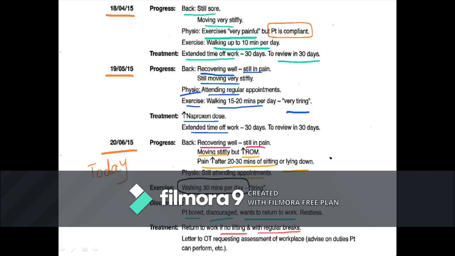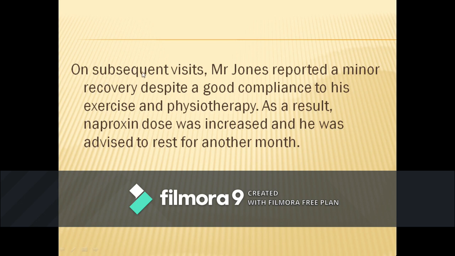Let me tell you how we will write these visits. We will write that on subsequent visits. Here we have written visits, not a visit, which means that we are compiling 2 or 3 visits. Mr. Jones reported a minor recovery despite good compliance with his exercise and physiotherapy.